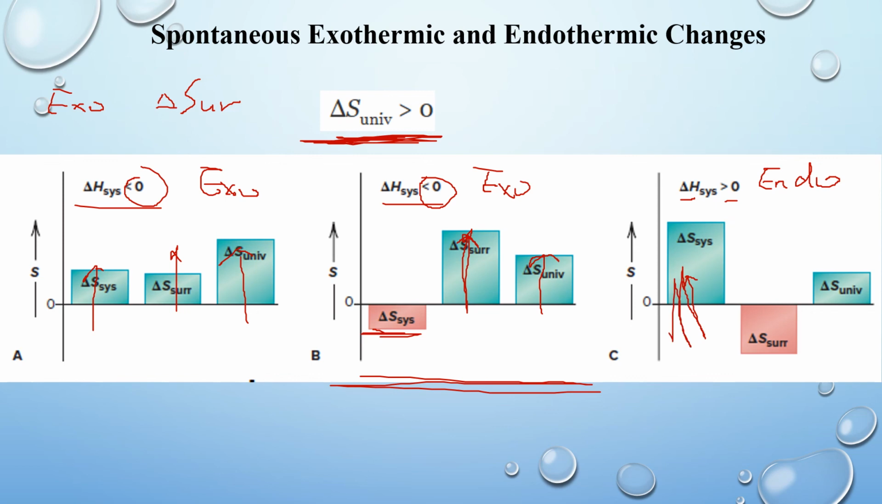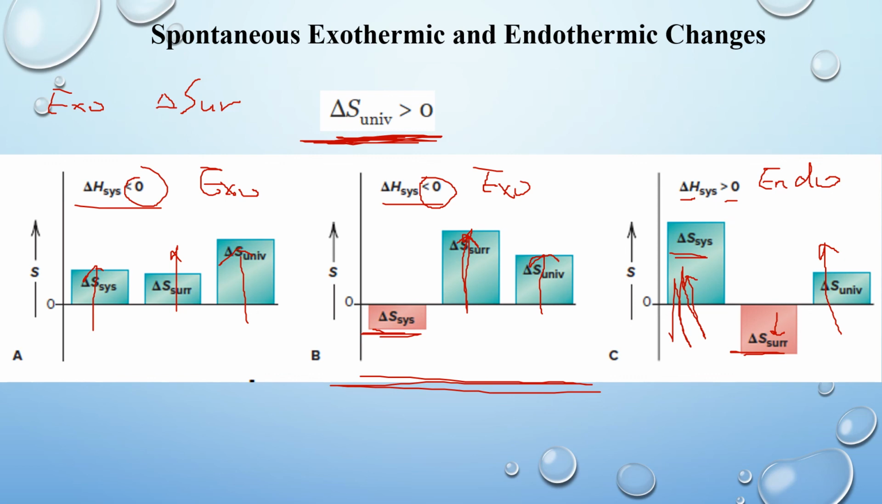Then we need to look at the magnitude of the delta S for the surrounding, because for the surrounding you lose heat, so the delta S is less than 0. So you have to compare the magnitude of the delta S system and the delta S of the surrounding. If the magnitude of the delta S of the system is greater, then overall you still have a delta S universe that's greater than 0, so the reaction is still spontaneous.